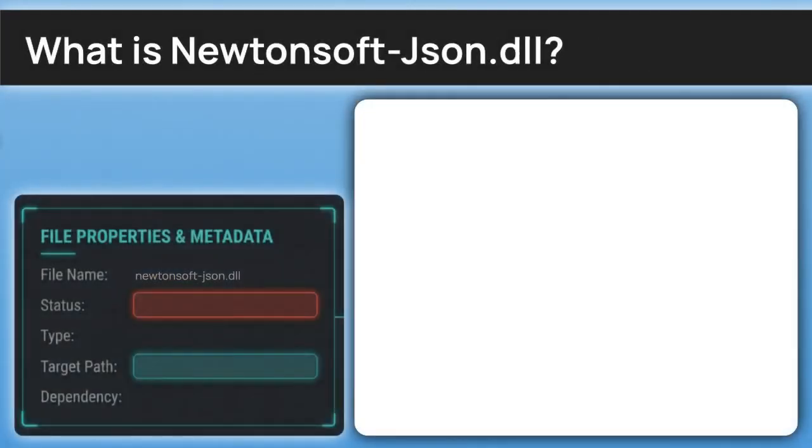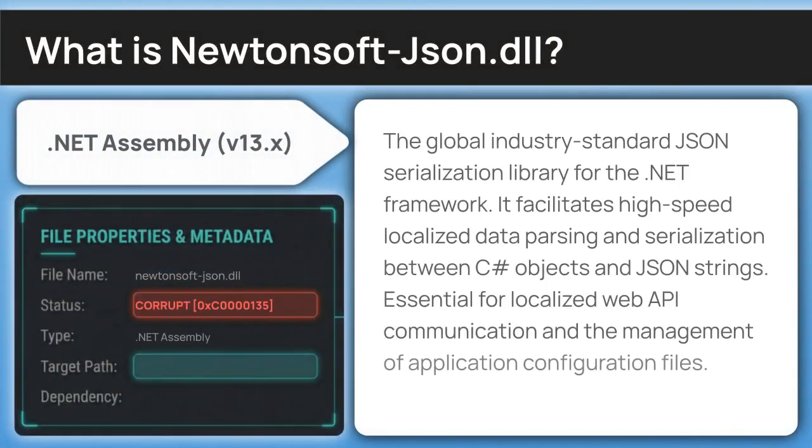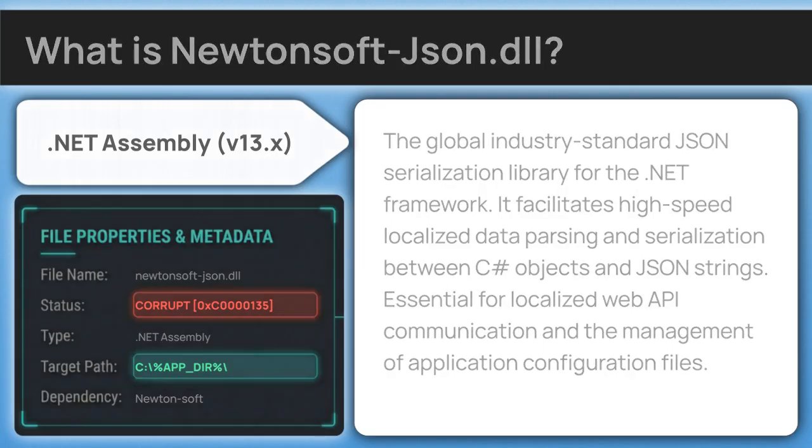This is the Newtonsoft-Json, the global industry standard JSON serialization library for the .NET framework. It facilitates high-speed localized data parsing and serialization between C objects and JSON strings. Essential for localized web API communication and the management of application configuration files. With the why out of the way, let's focus on getting you running again.